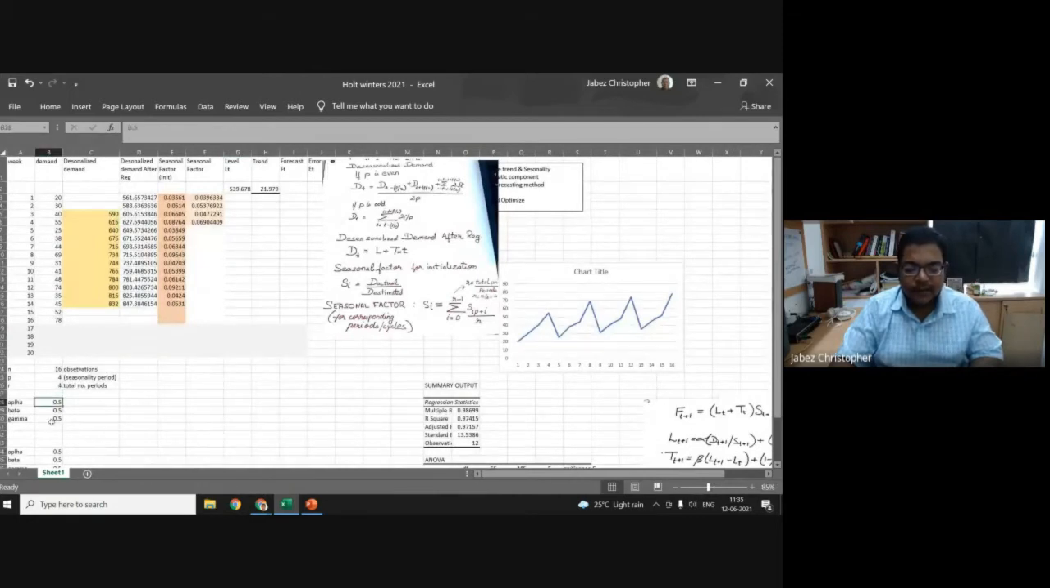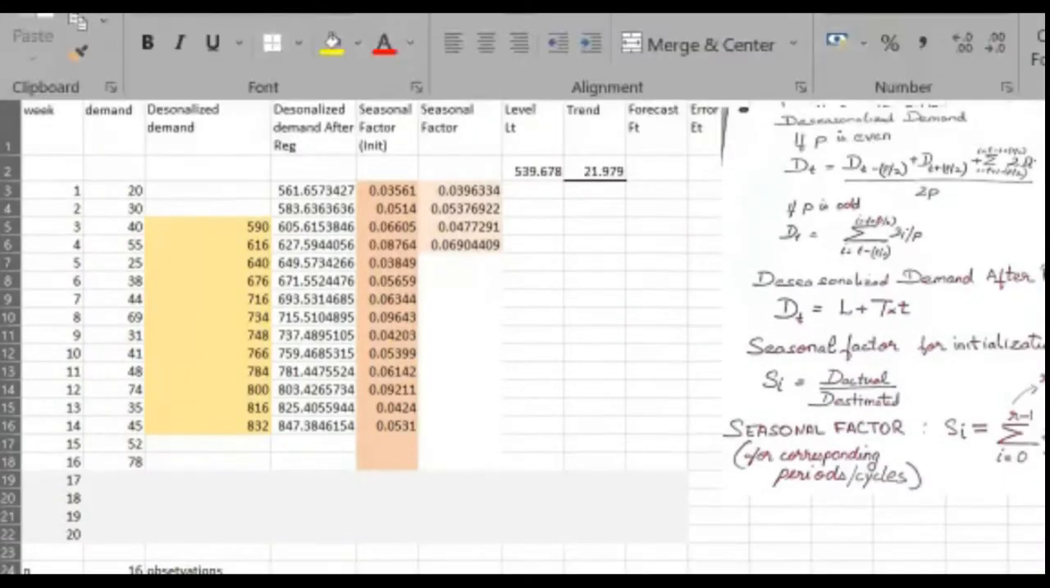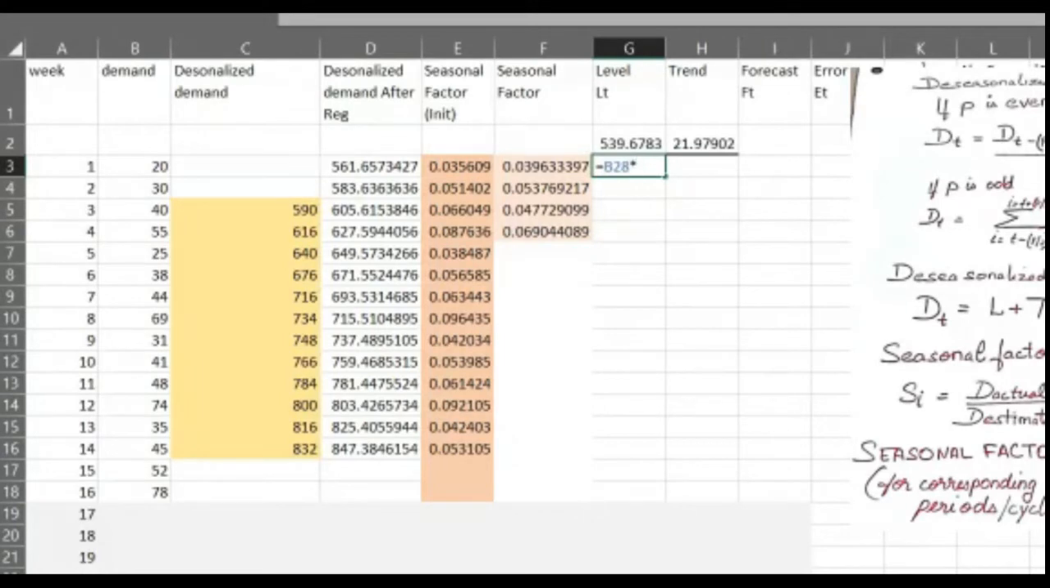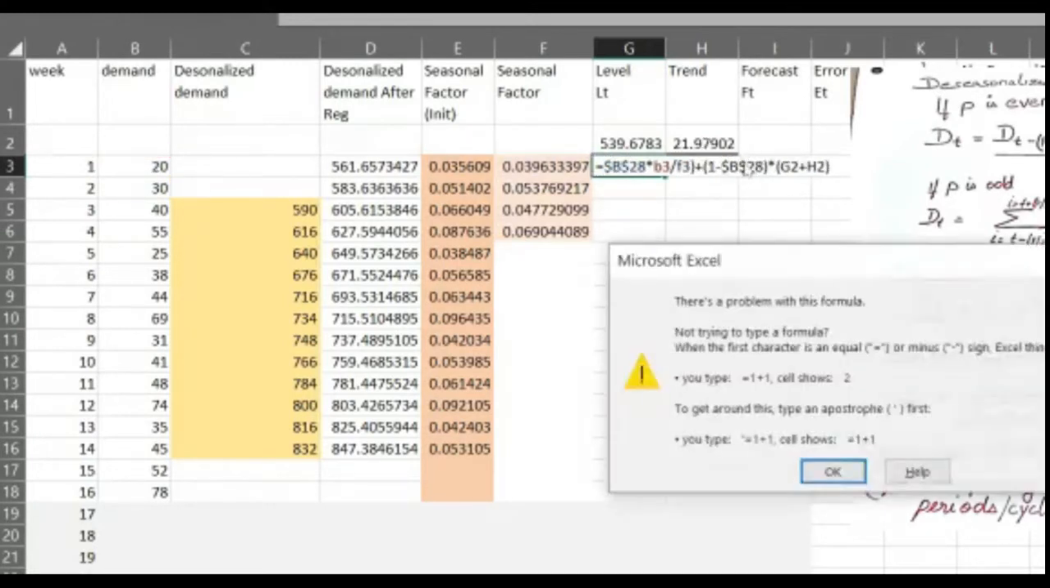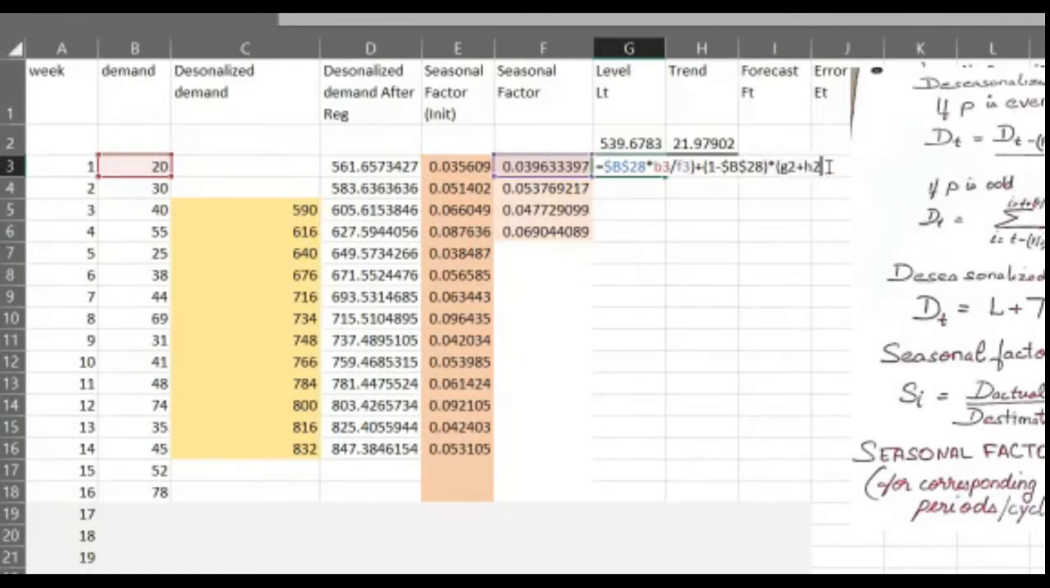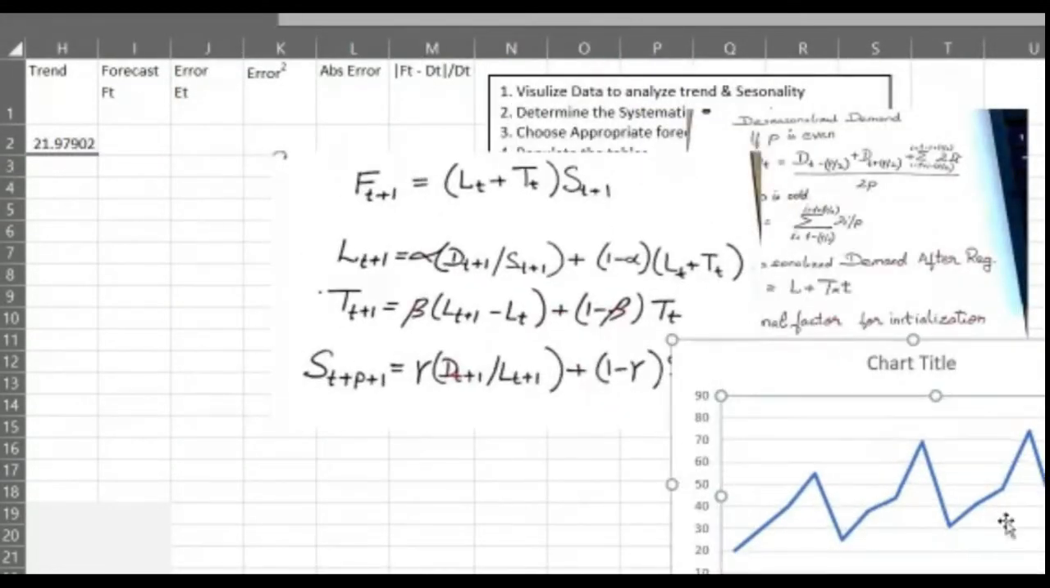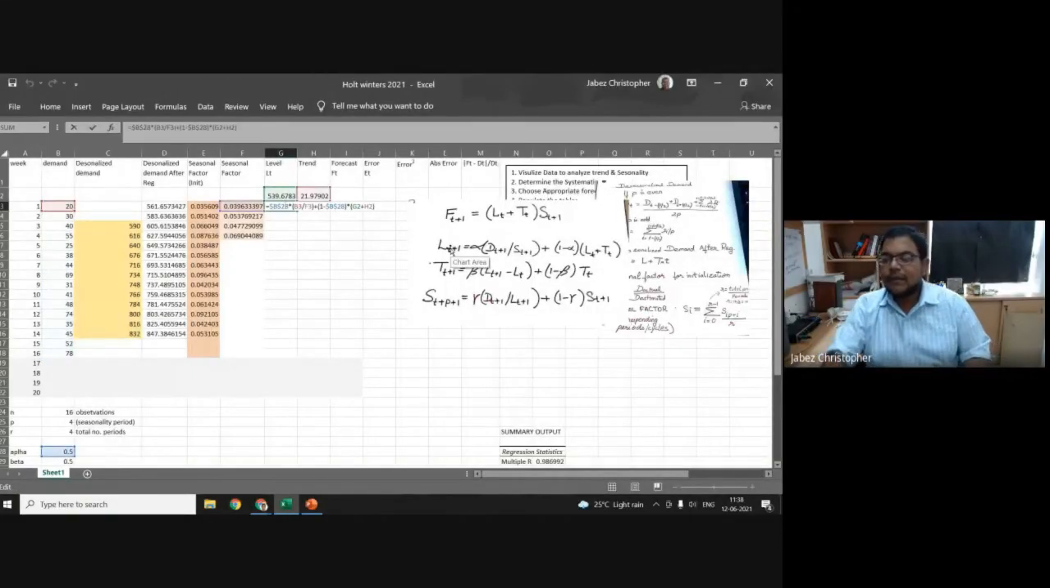So as of now, I'm initializing alpha, beta, gamma to 0.5, 0.5. It can vary from 0 to 1, right? The level at t plus 1 is equal to alpha into demand by the seasonality factor, plus 1 minus alpha into the previous level plus trend. Right? This is exactly the same as what we did in our simple exponential smoothing. Got it? Clear?